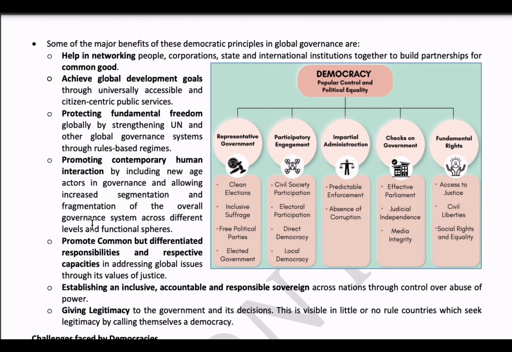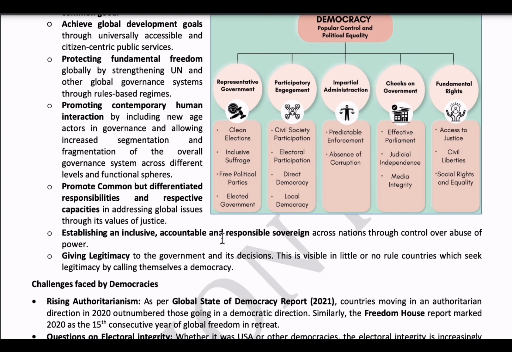Next is establishing an inclusive, accountable, and responsible sovereign. Here, sovereign means decision-making power will vest in all countries. So it can establish an inclusive, accountable, and responsible sovereign across the nations through control over the abuse of power. So it can counter authoritarianism.